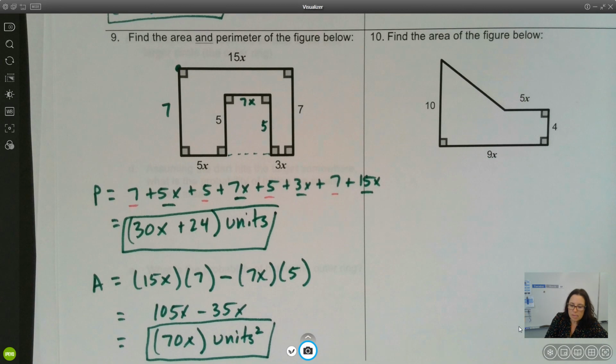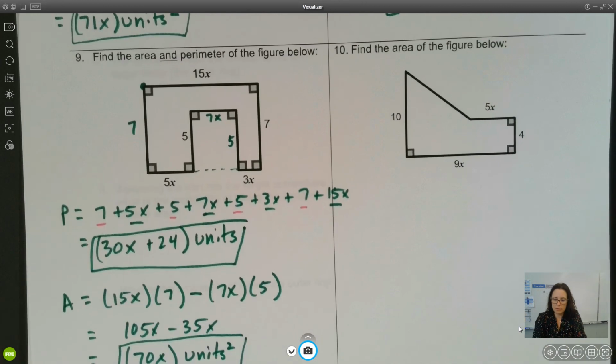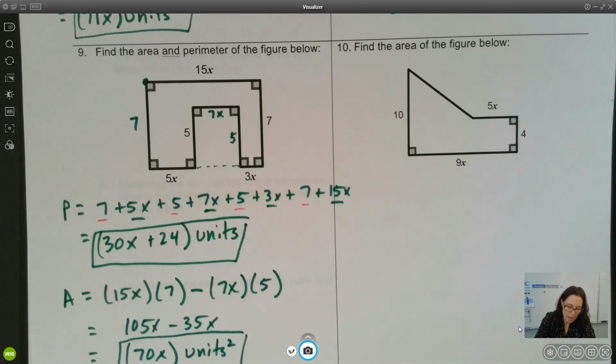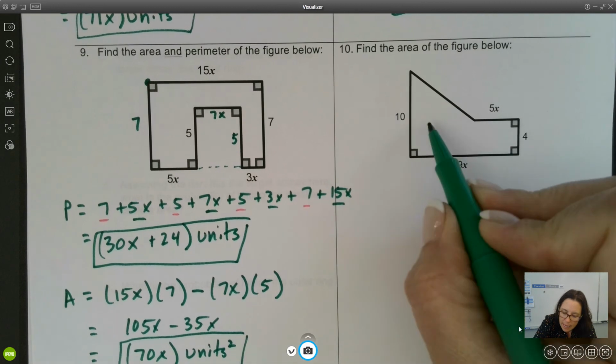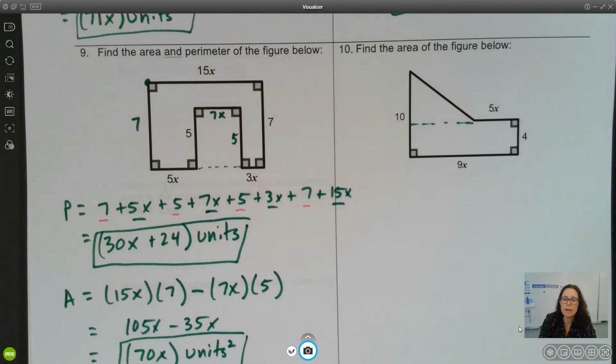All right, number 10 wants the area of this shape. Not the perimeter, just the area. So I'm going to go ahead, I'm looking at, I see a triangle and a rectangle.